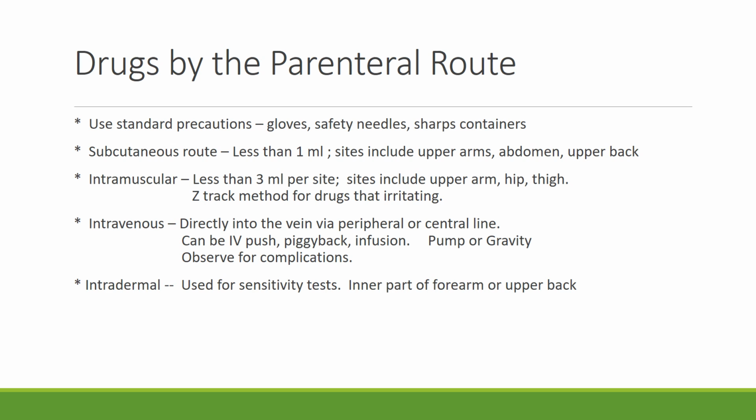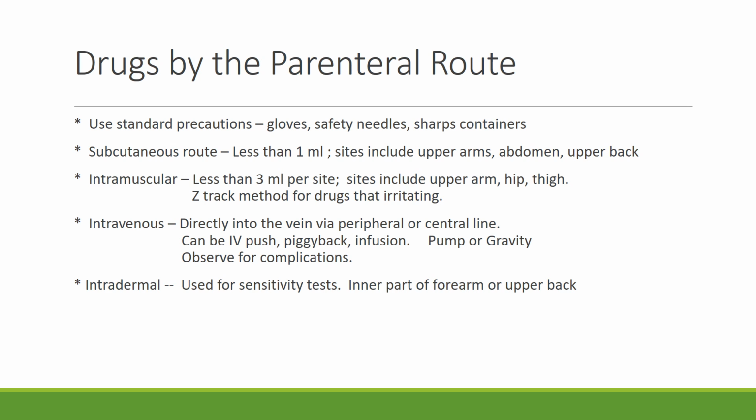Intramuscular injections, you really should not give more than 3 mLs per site. The sites include the upper arm, the hip, and the thigh. Usually you should use the Z-Track method for drugs that are irritating, and we'll kind of go over this in class. It's a method that's used to prevent the drug from seeping back up in the tract that you've created with the needle.